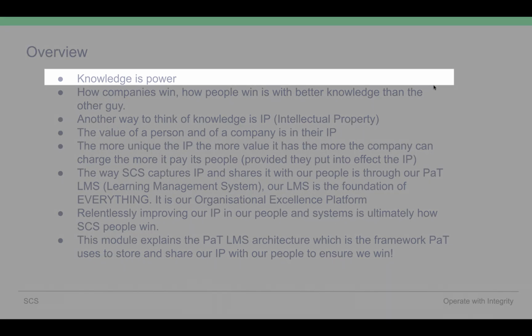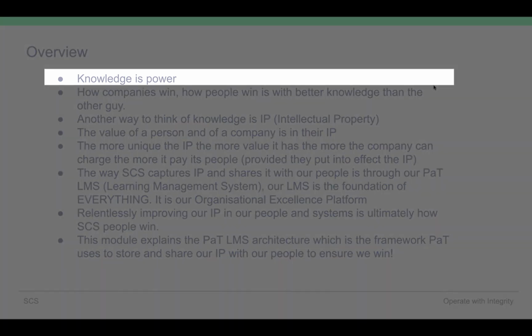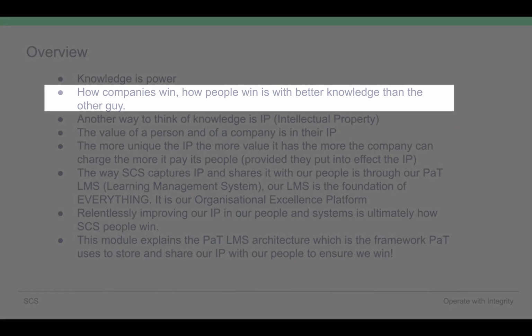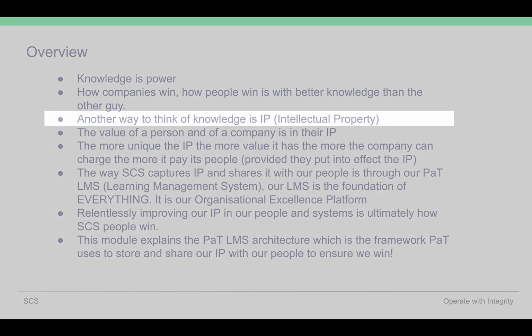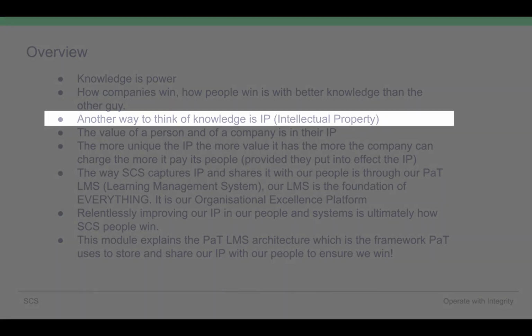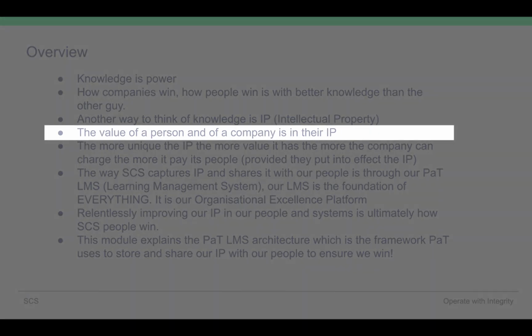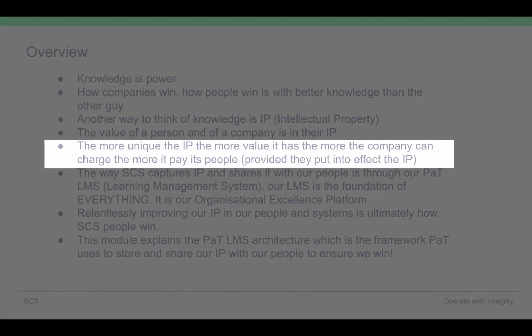Now, a bit of an overview. Everyone knows that knowledge is power. What some people may not understand is this is actually how companies win, how people win as well, with better knowledge than the other guy. Another way to think of knowledge is IP, intellectual property. This is the knowledge that is unique to our business. It's the way that we conduct our work. It's our know-how. The value of a person and of a company is in their intellectual property. The more unique the IP, the more value it has, the more the company can charge, the more it can pay its people, provided they put into effect the IP. There's no point creating IP if people don't use it.